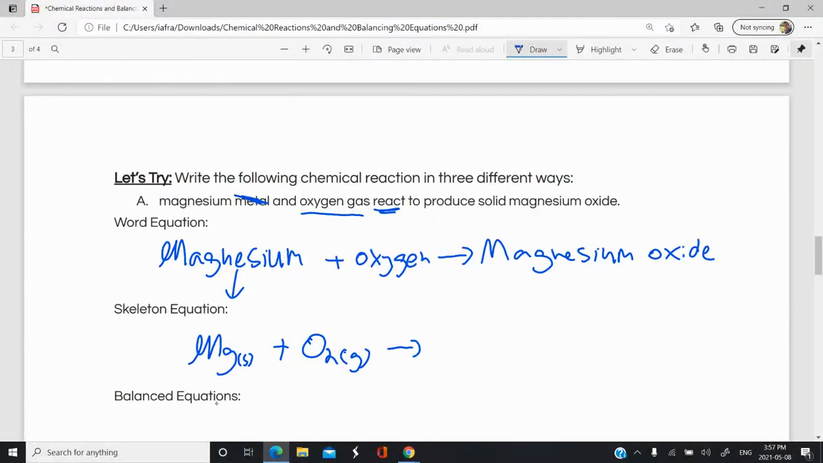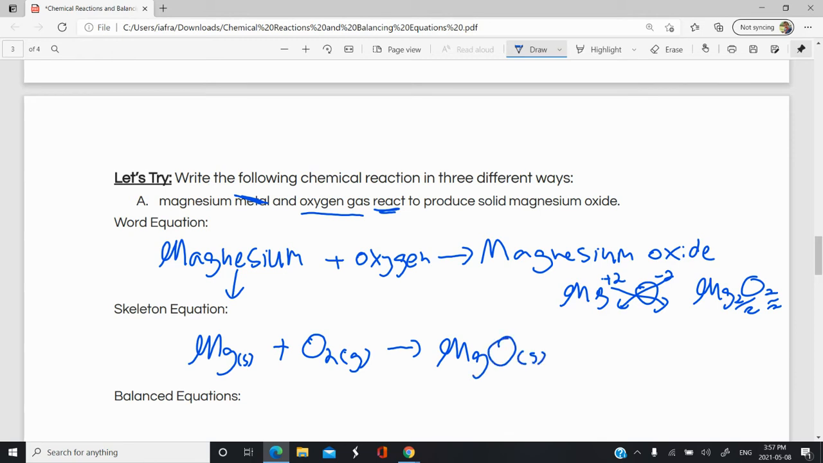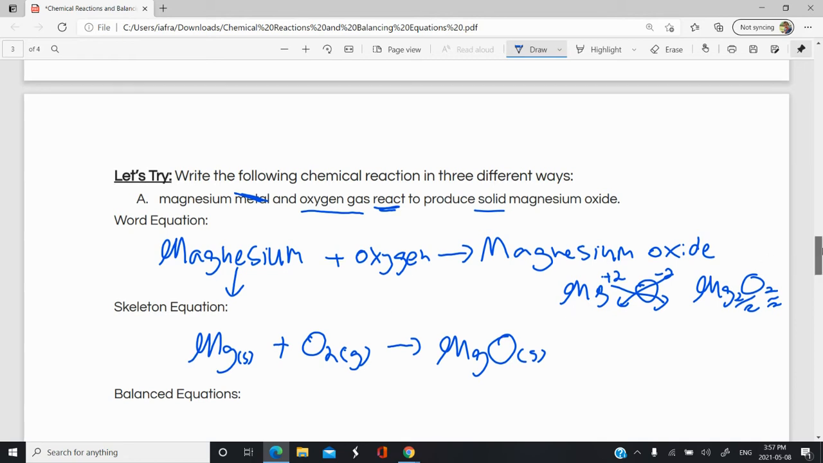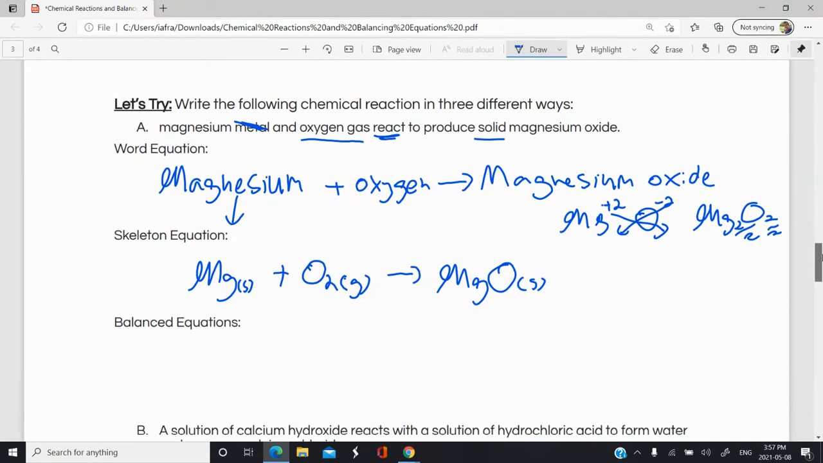And so to figure out magnesium oxide, I'm just going to do the crisscross. So Mg, because that's ionic, right? So that's a rule for naming that we learned before. Crisscross it like that, and we get Mg2O2. And don't forget to reduce. And so you get MgO. And then don't forget that in the question it told us it was solid. So that there is our skeleton equation for magnesium reacting with oxygen to produce magnesium oxide.